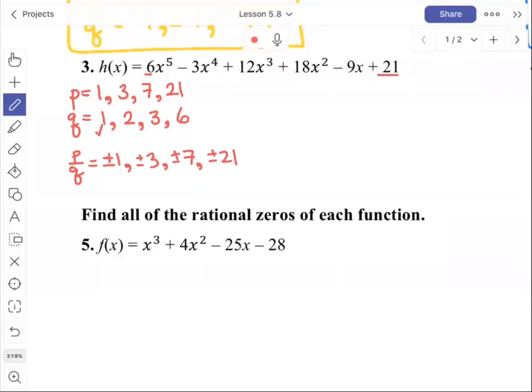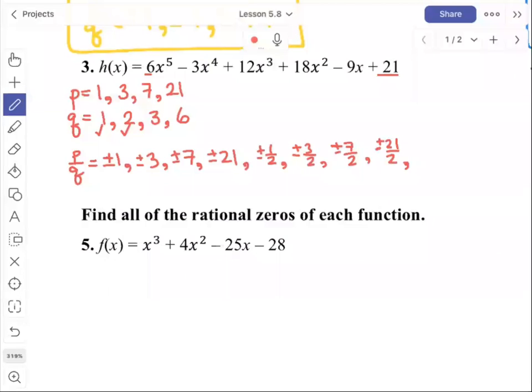Let's go through the entire list of P now with a denominator of 2. So plus or minus 1/2, plus or minus 3 over 2, plus or minus 7 over 2, plus or minus 21 over 2. Done with Q equals 2.